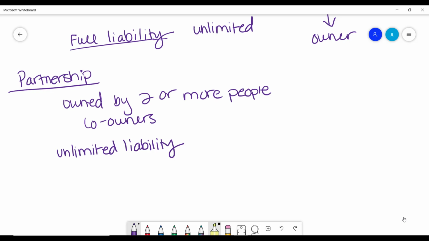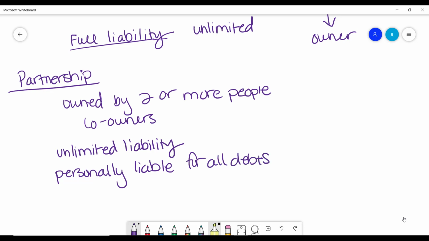Okay, so just like a sole proprietor is responsible for all the debts of the business, so are all the owners within a partnership. Okay, they are personally liable, just as if it were their business on their own. Okay, for all debts. They're personally liable for all debts.